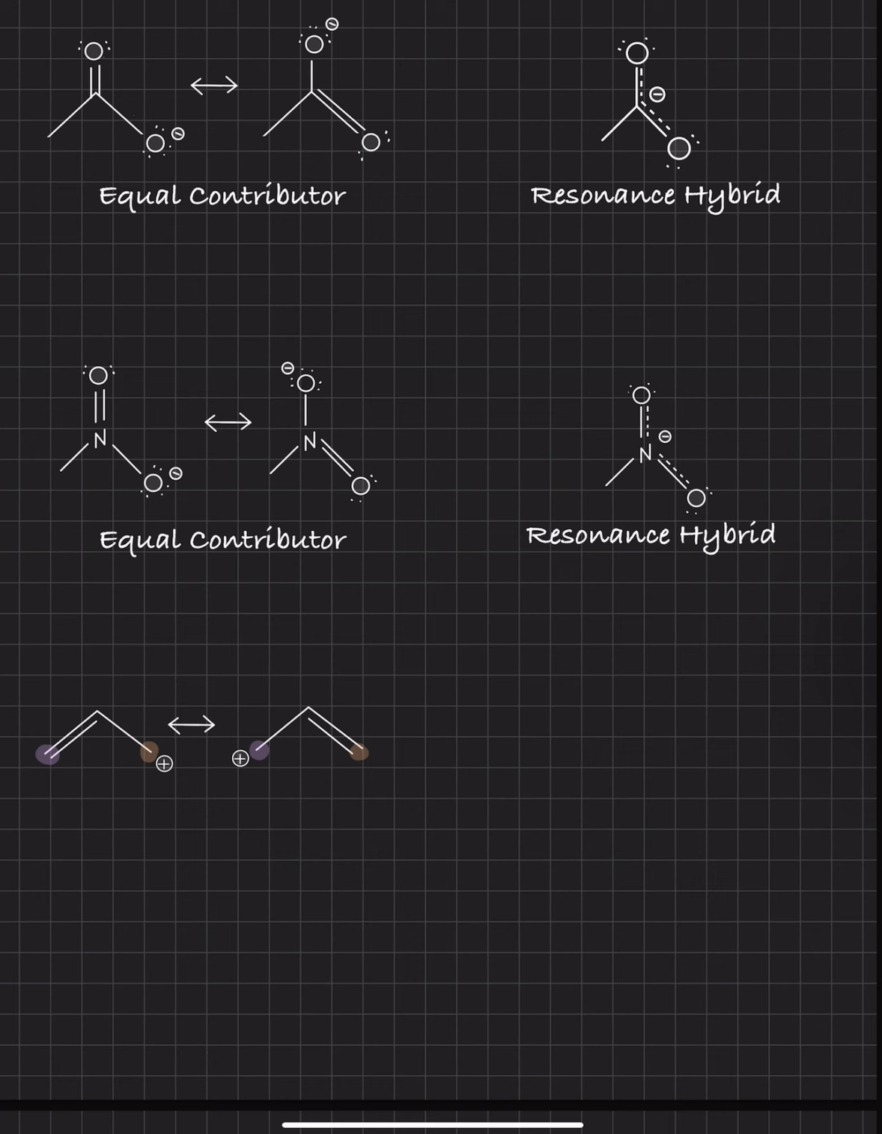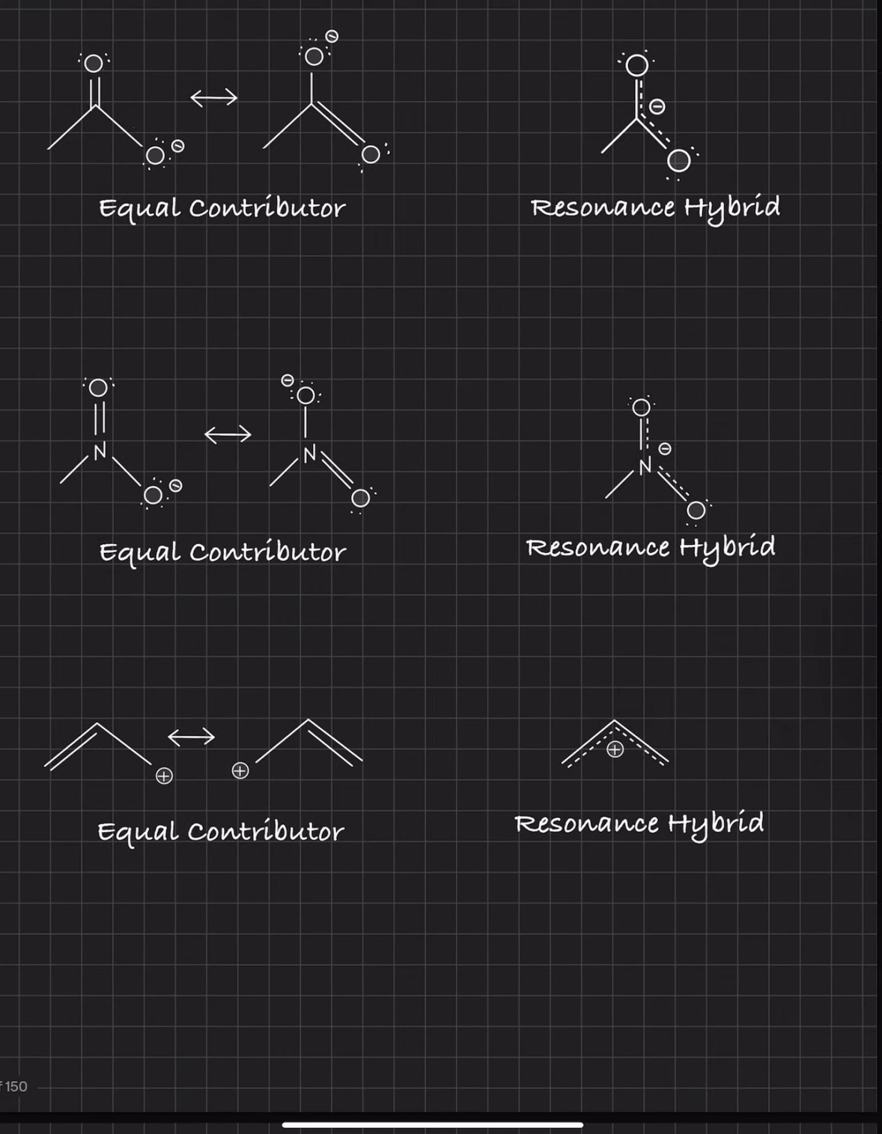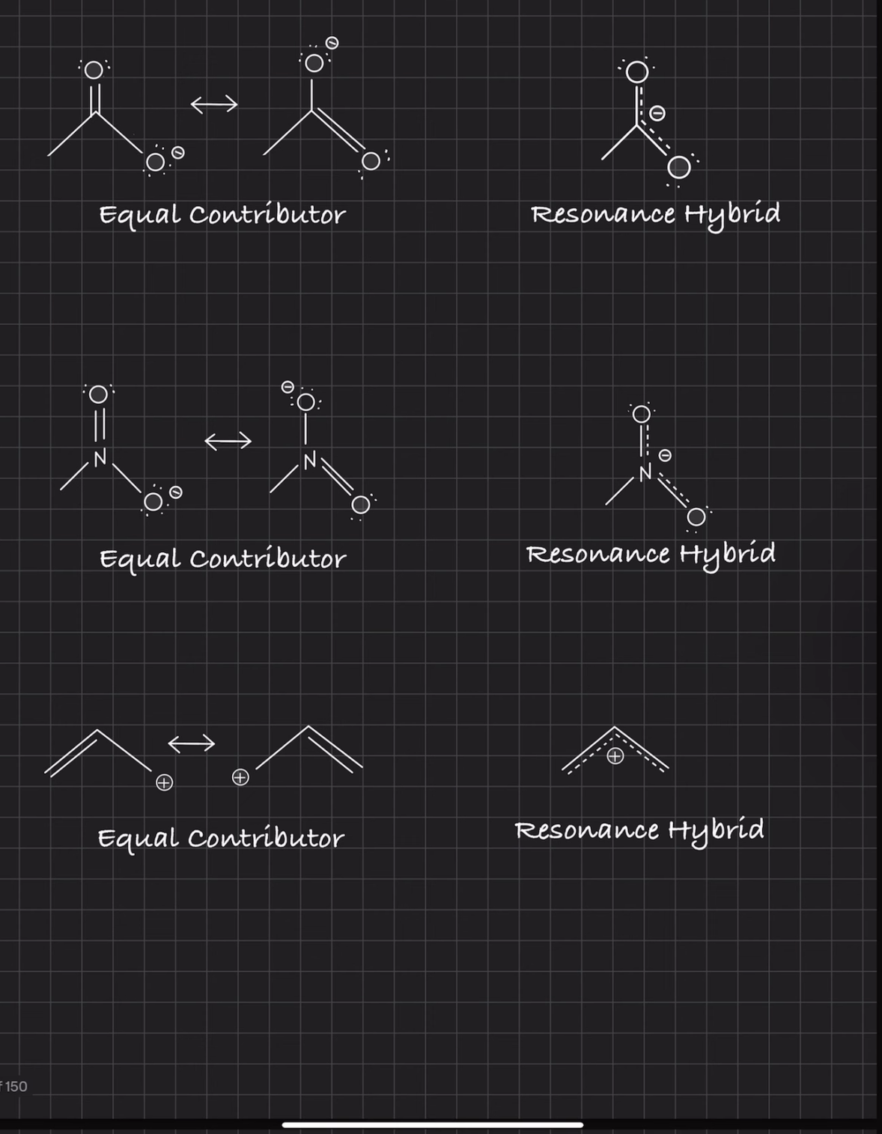So again, it is an equal contributor, and the resonance hybrid will look as follows. Notice that now it is a positive charge, because it's the positive charge that is being shared between both of those structures. Again, the resonance hybrid is the average of those structures. So I hope this video helped you at least see what and why you would have an equal contributor and what a resonance hybrid is.